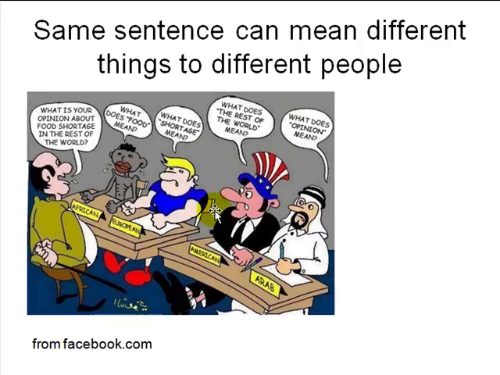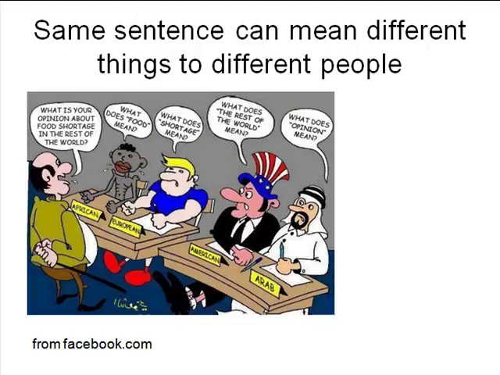So the same sentence can mean different things to different people. This is an example from Facebook. This guy is saying, what is your opinion about food shortage in the rest of the world? One guy says, what does food mean? What does shortage mean? What does the rest of the world mean? What does opinion mean? So take a sentence. Different people have different aspects of the word that they are interested in, and there's no universal guidance for what is right and wrong, and what it means, and what is the context of the sentence.